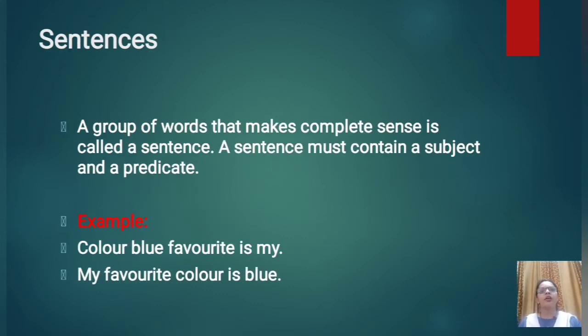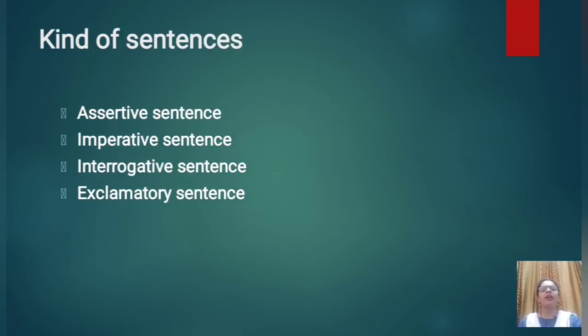Next is our sentence. A group of words that makes complete sense is called a sentence. A sentence must contain a subject and a predicate. For example, you see, "color blue favorite is my." That is not a sentence. Next, "My favorite color is blue." That is a sentence.